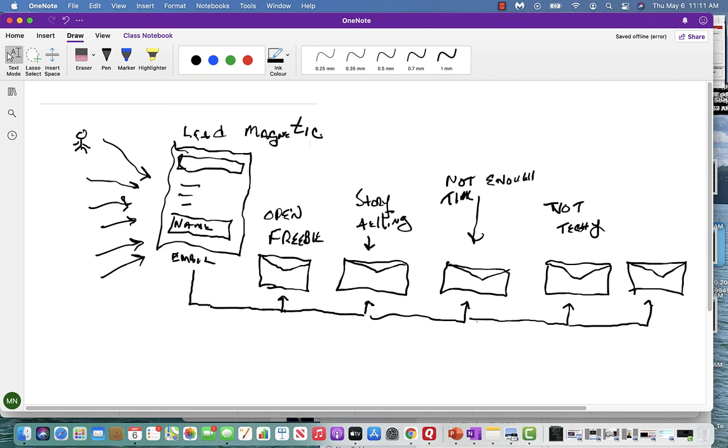Very easy to put together. You need a landing page, which means you need some software to work with that. And from there, you go on to make your list of people that you can market to. And that is how you start building a business.